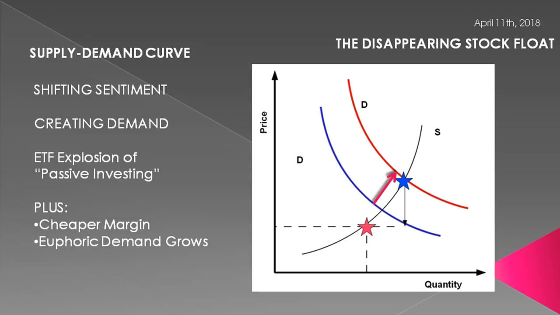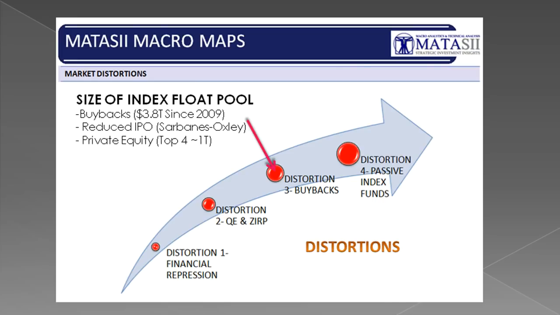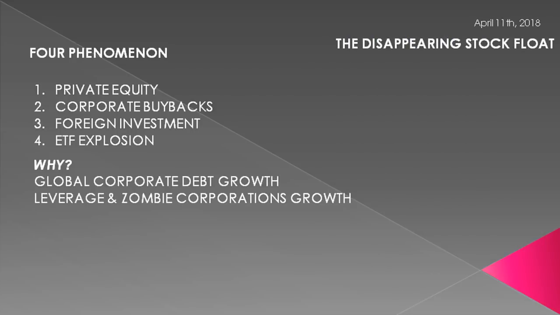Sorry, I digress here. In a previous video where I outlined a reflexive cycle we have created, I showed this slide regarding the distortions which have been driving the markets. Buybacks are up $3.8 trillion since 2009, while the top 4 private equity firms are now at $1 trillion in assets. We have 4 phenomena now working to capitalize on this stock float opportunity, whether by happenstance or by strategy.